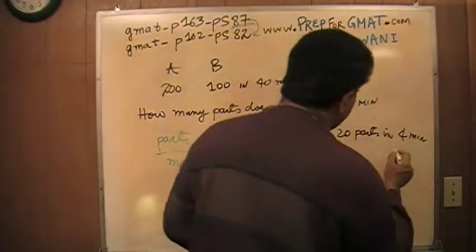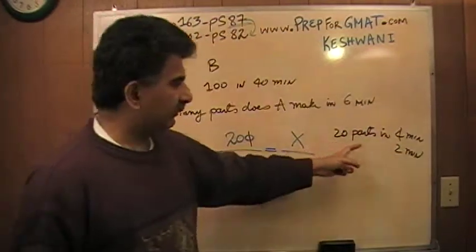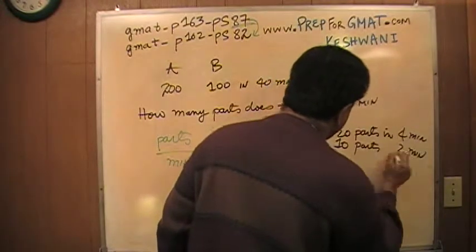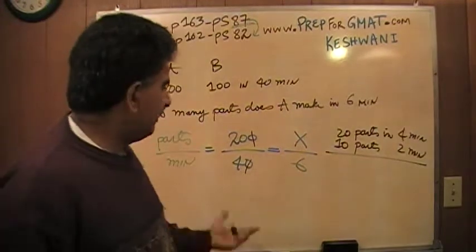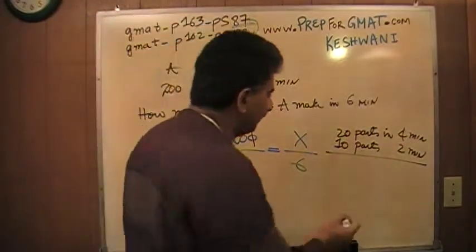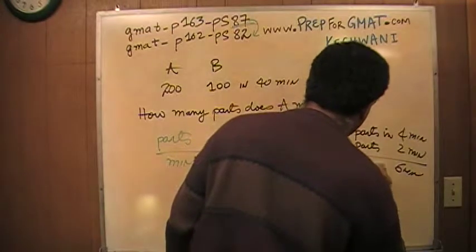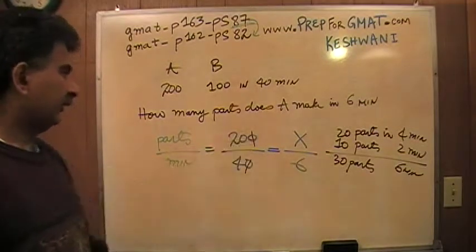So how many parts do you suppose it will make in 2 minutes? If it makes 20 parts in 4 minutes, it must make 10 parts in 2 minutes. The question is, how many parts does it make in 6 minutes? Well, in 6 minutes, it will make 30 parts. That's all. So that's one way of doing it.